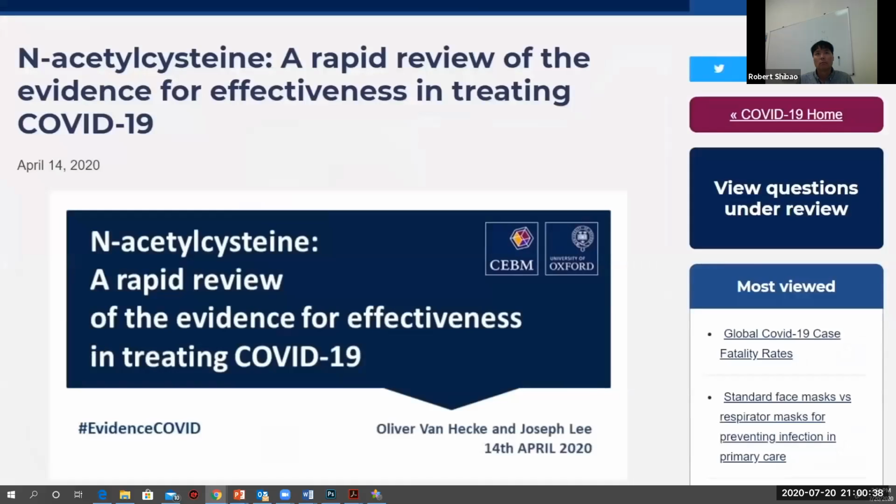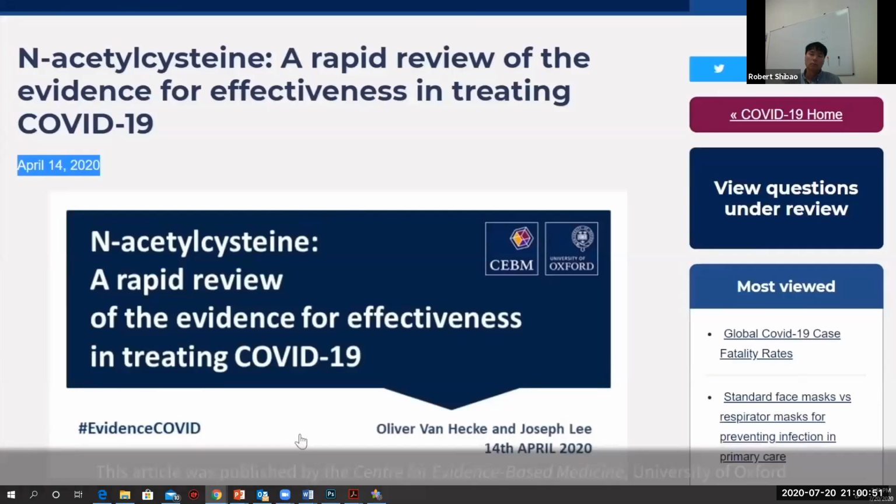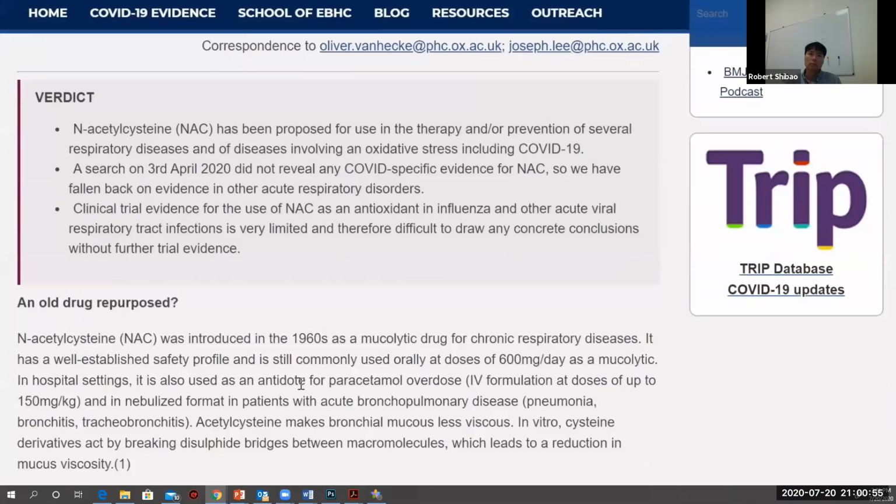So you may ask, well, how come no one's talked about N-acetylcysteine before? Well, here's a review that was done last month on April 14th, titled N-acetylcysteine, a rapid review of the evidence for effectiveness in treating COVID-19. And they do go through a very nice review where they look at NAC for acute respiratory disorders.